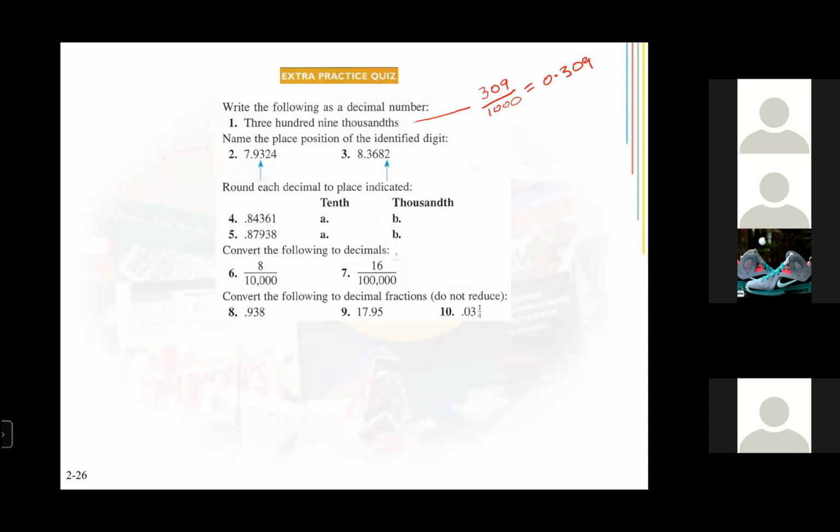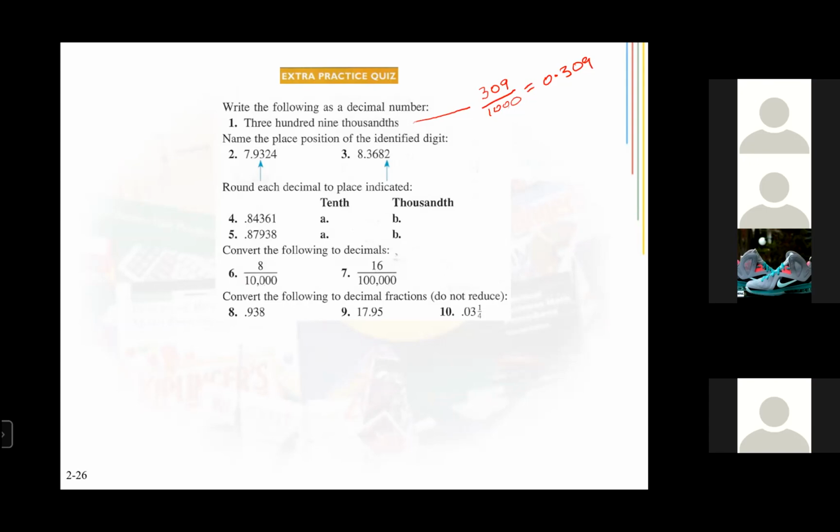Number 2 asks you to name the position of the identified digit. What position is that 3 in number 2? It is in the 100th place. Okay, that's the 100th. Number 3 asks what position that 2 is in. 10,000th place. Okay.